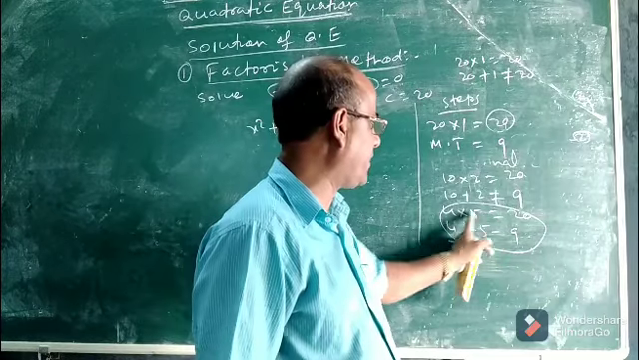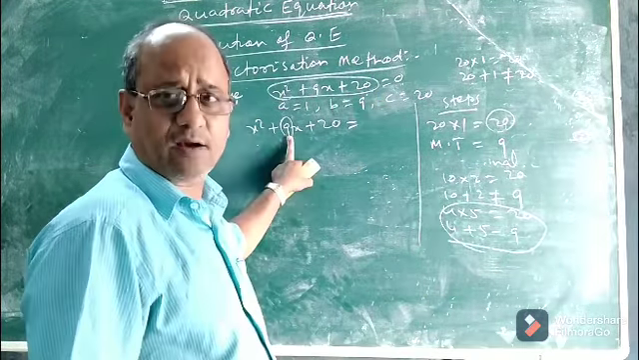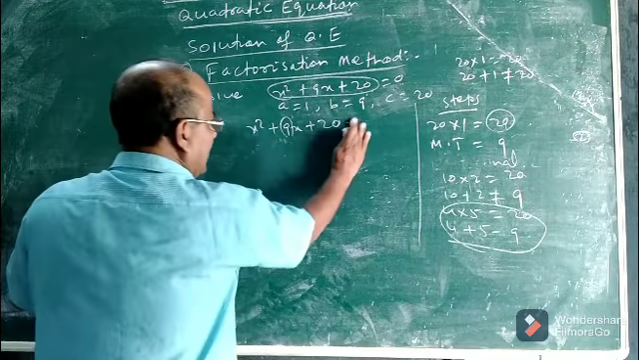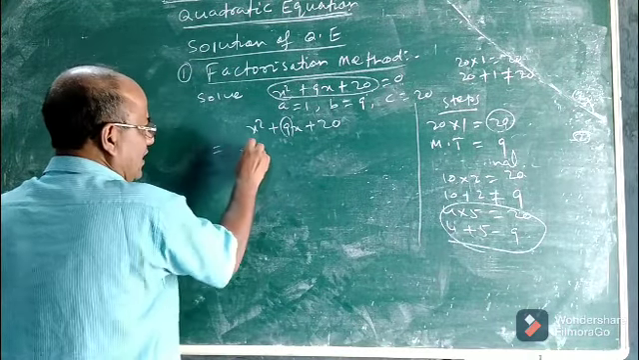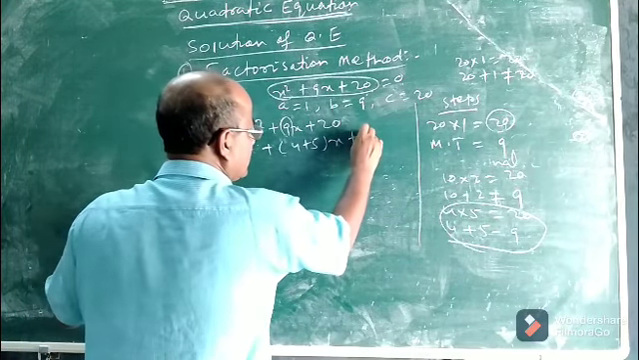5 plus 4 is 9 and 5 into 4 is 20. So that means this 9 you have to break or split by taking 4 plus 5. See, so what will I write now? I will write x square. Now I will split this one: 4 plus 5 into x plus 20.